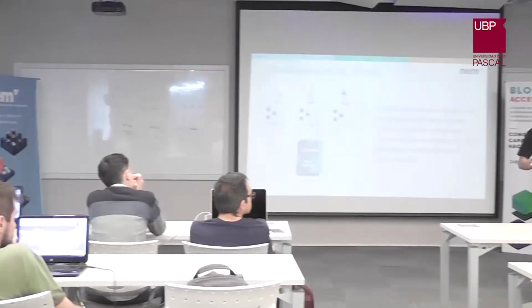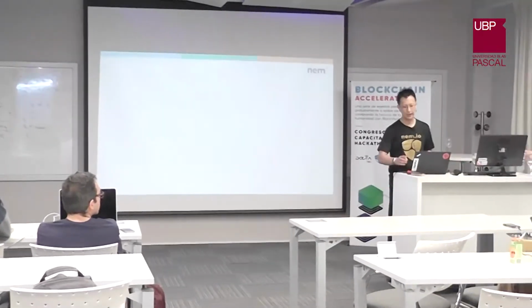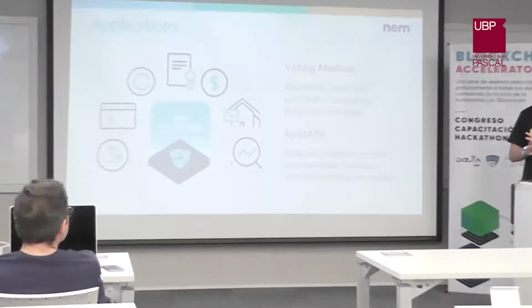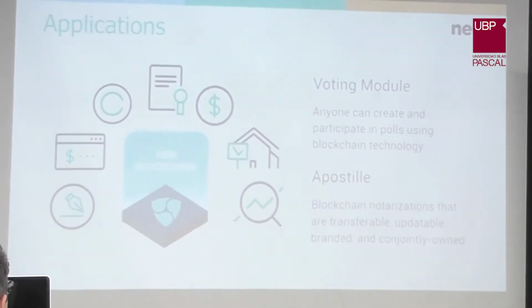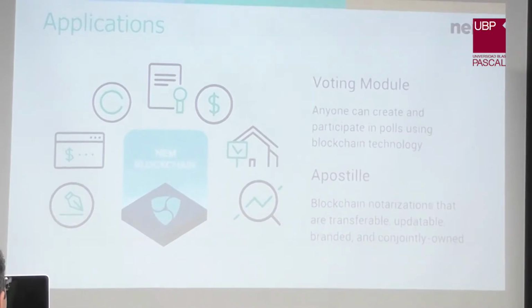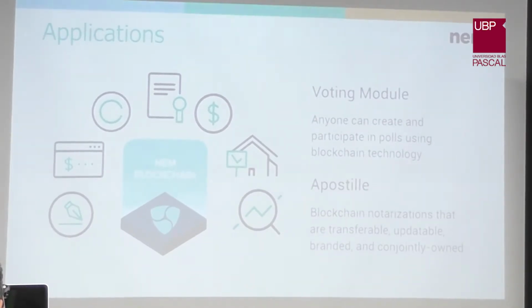So some of the applications that we develop, it's also available in our official wallet, the voting module. So voting on the NEM blockchain can be done. Apostille is basically notarization of documents to verify that you are the owner of this document. Algunas de las aplicaciones se pueden acceder directamente from the wallet. Yeah, our official wallet. Desde la wallet oficial de NEM.